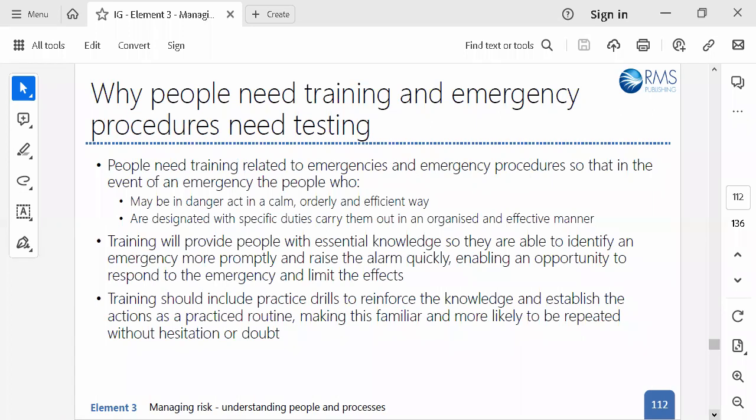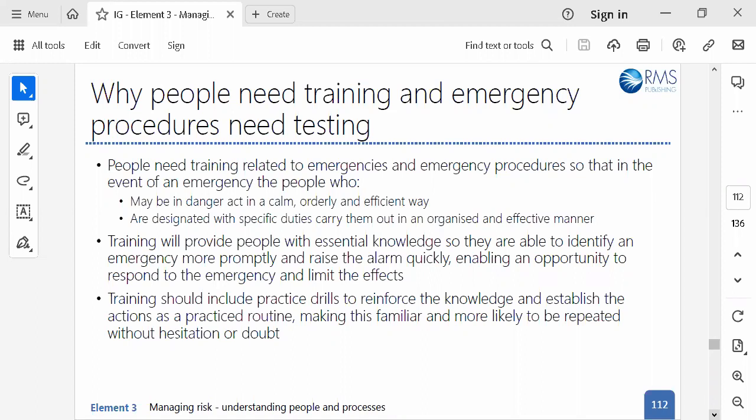Why do people need training, and why do emergency procedures need testing? People need training related to emergencies and emergency procedures so that in the event of an emergency, the people who may be in danger act in a calm, orderly, and efficient way, and those designated with specific duties carry them out in an organized and effective manner. So this is the purpose for which we need to train our workers and our special team on emergency procedures.